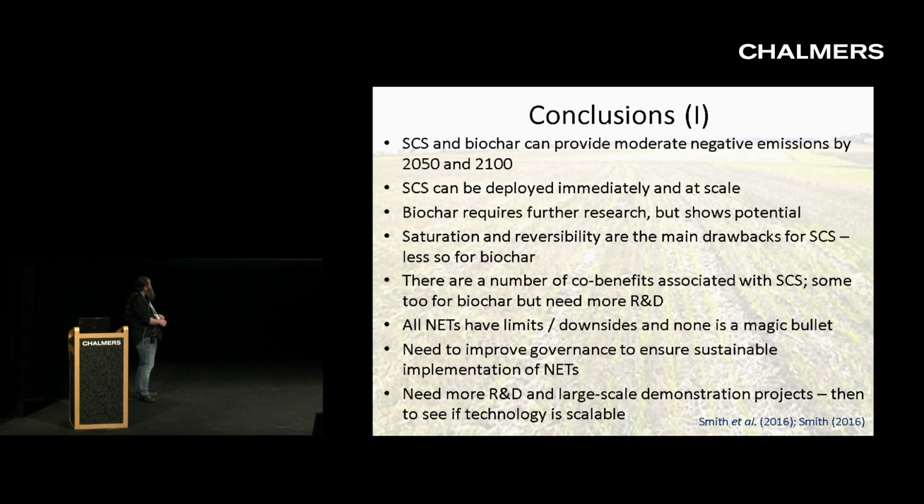When we put it in the context of all the other nets, they've all got limits and downsides. So the fact that we've got saturation and permanence issues associated with nets, then we've got energy costs and economic costs and such like with the other nets. So because none of them are perfect, this should be, I think, part of the portfolio. And we need more large-scale demonstration projects as well as R&D. So let's try and do this and see how it works, because we learn when we do.